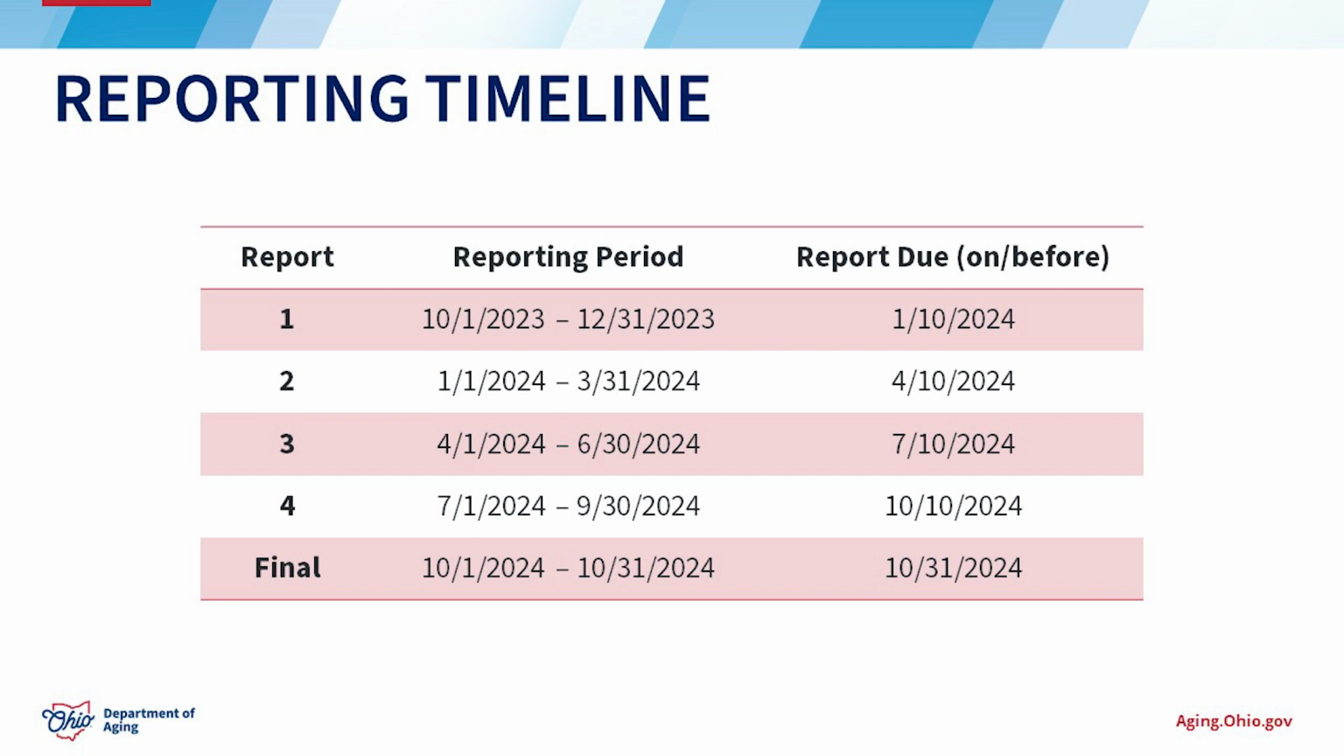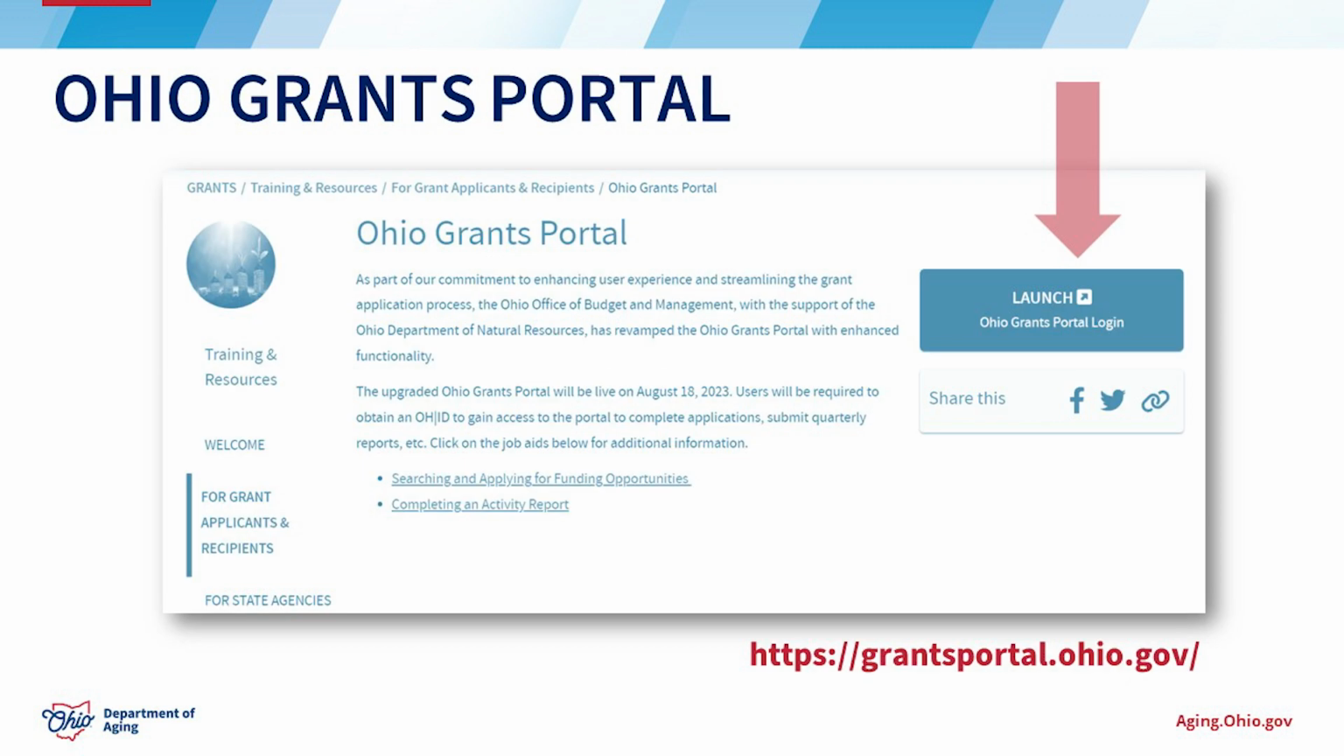ODA also has the responsibility to report up to the Ohio Department of Budget and Management on a quarterly basis. So please be sure that your report is submitted on time and is accurate and includes all the required information. As with your application, all reporting, including your quarterly reports and that final closeout report, will be submitted via the Ohio Grants portal. These are known as activity reports in the Ohio Grants portal.